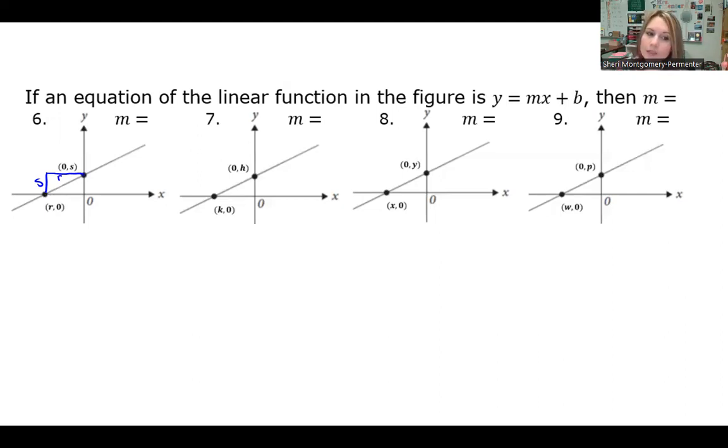So we know that slope is always your rise over your run. And so all you do is you put S over R. That's it. It's weird because there are no numbers, but that is all you do. So your answer is just the slope. And you do the same thing for all of them.